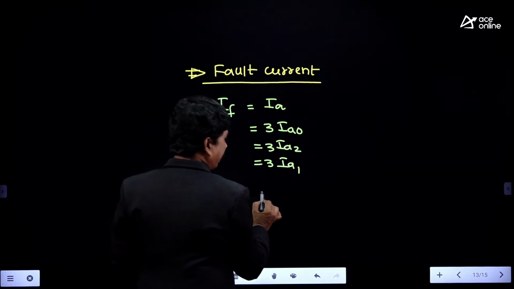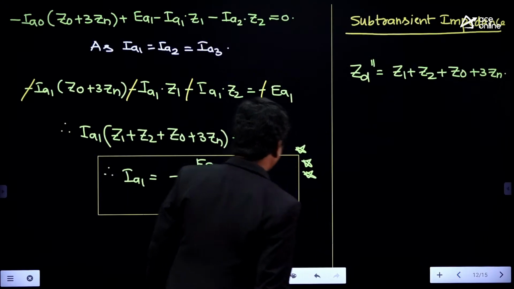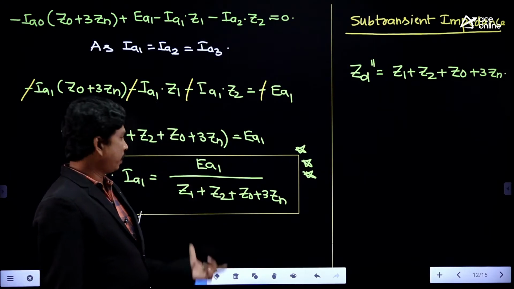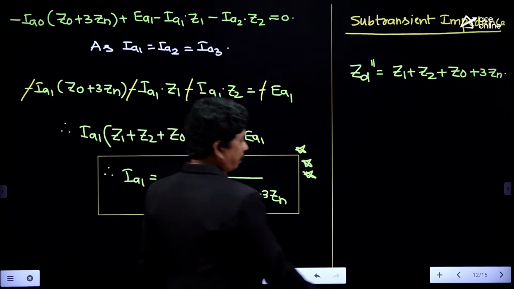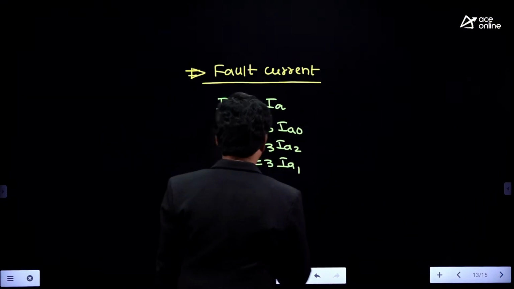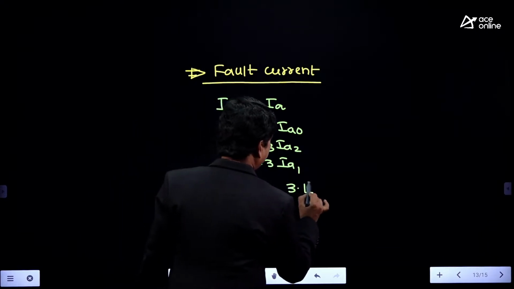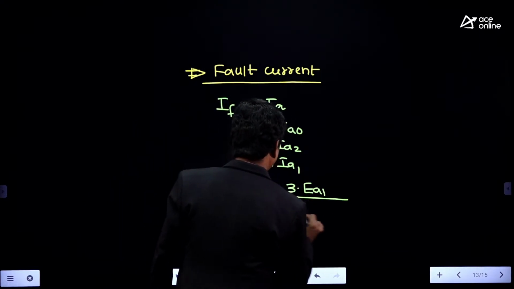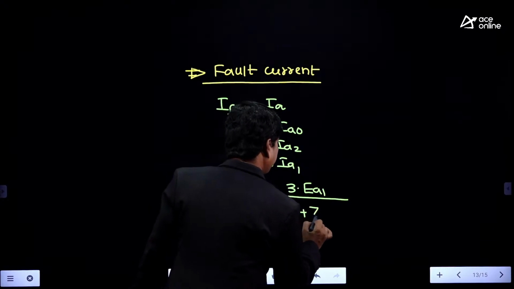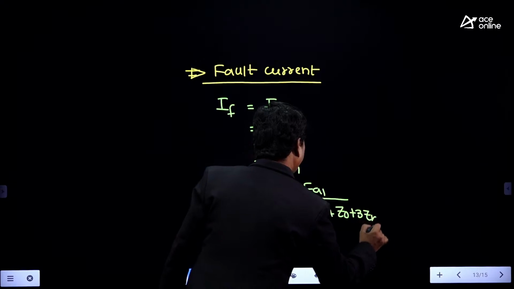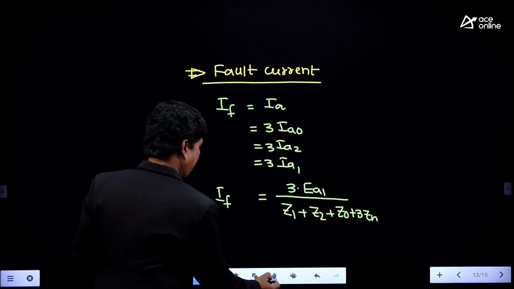And what is the value of IA1, students? Just now we have derived the value of IA1: EA1 divided by Z1 plus Z2 plus Z0 plus 3Zn. Therefore, the fault current IF is equivalent to 3 times EA1 divided by Z1 plus Z2 plus Z0 plus 3Zn.